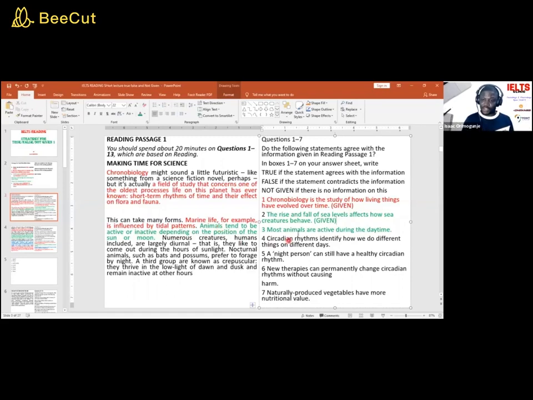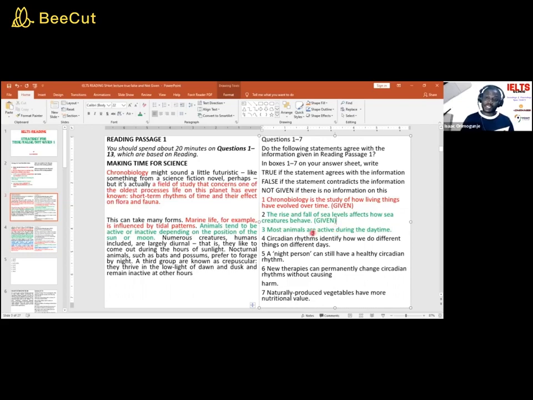This one is very straight to the point, saying most animals are active during the daytime. This is the time they're active. This one says animals can either be active or inactive. It's trying to measure the times most of the animals are active. They are not saying the same thing. This might sound a bit confusing. I will stay more a bit.